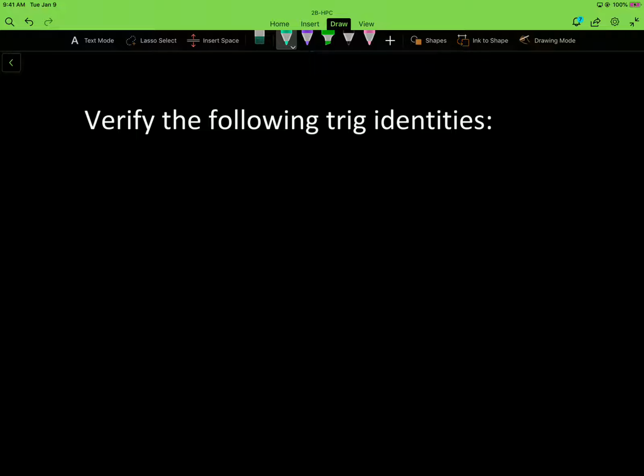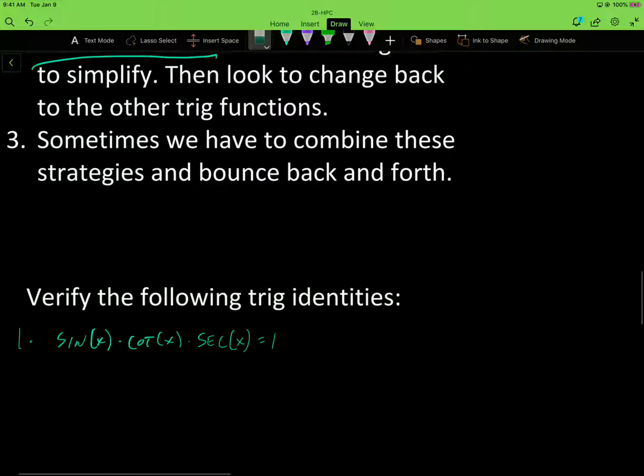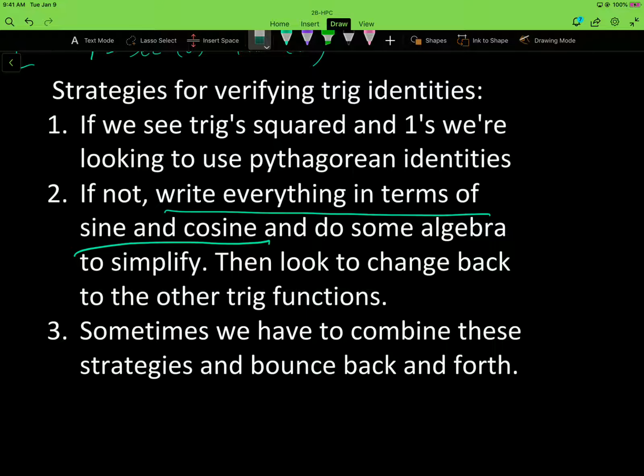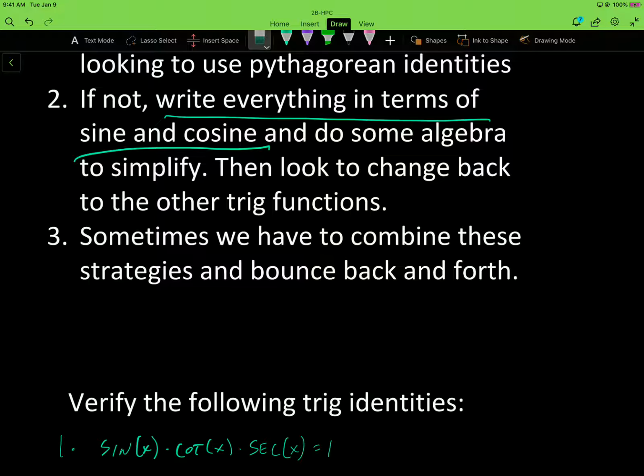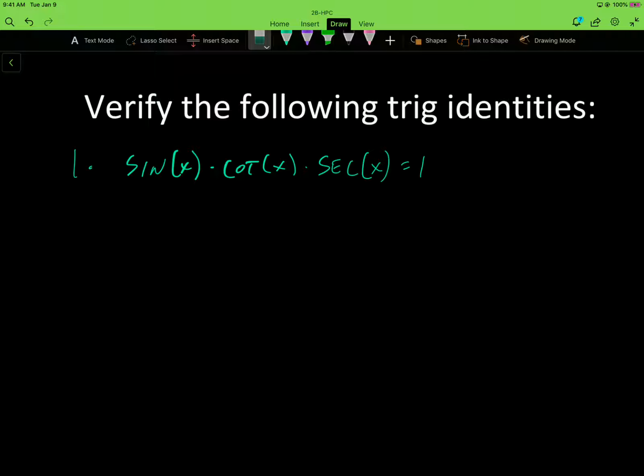The first example: sine of x times cotangent of x times secant of x equals 1. So there's no squares here. I know I see the 1 over here, but there is no squares. So we're not going to do our first strategy, which says if we see trig squared and 1s, we're going to use Pythagorean. Now we're going to go to strategy 2, write everything in terms of sine and cosine, and then do some algebra simplification.